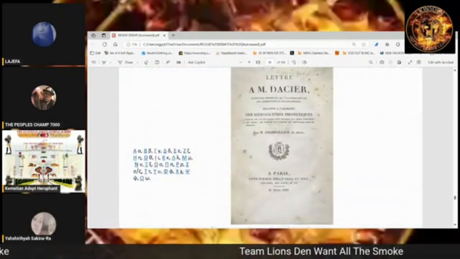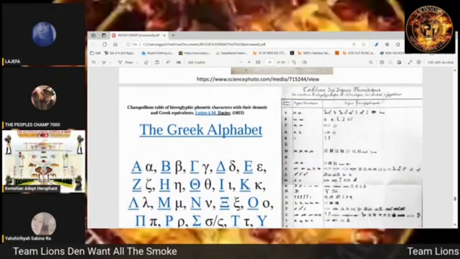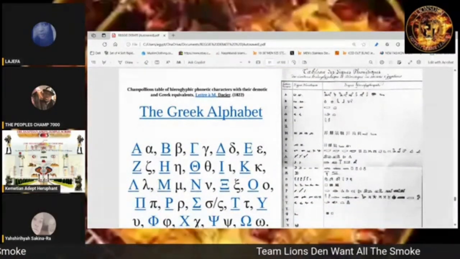This is Champollion's measure here from A.M. Dacier, the lecture of Champollion. This is the Greek alphabet again, dealing with the Demotic that he used. You know what I mean?